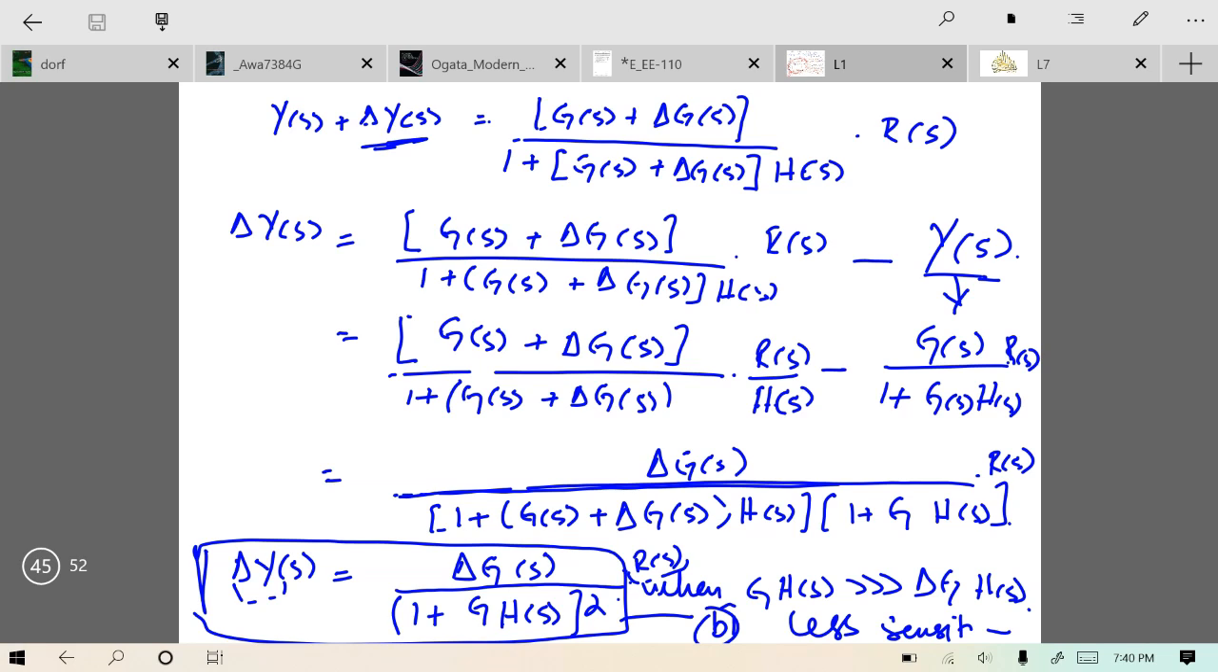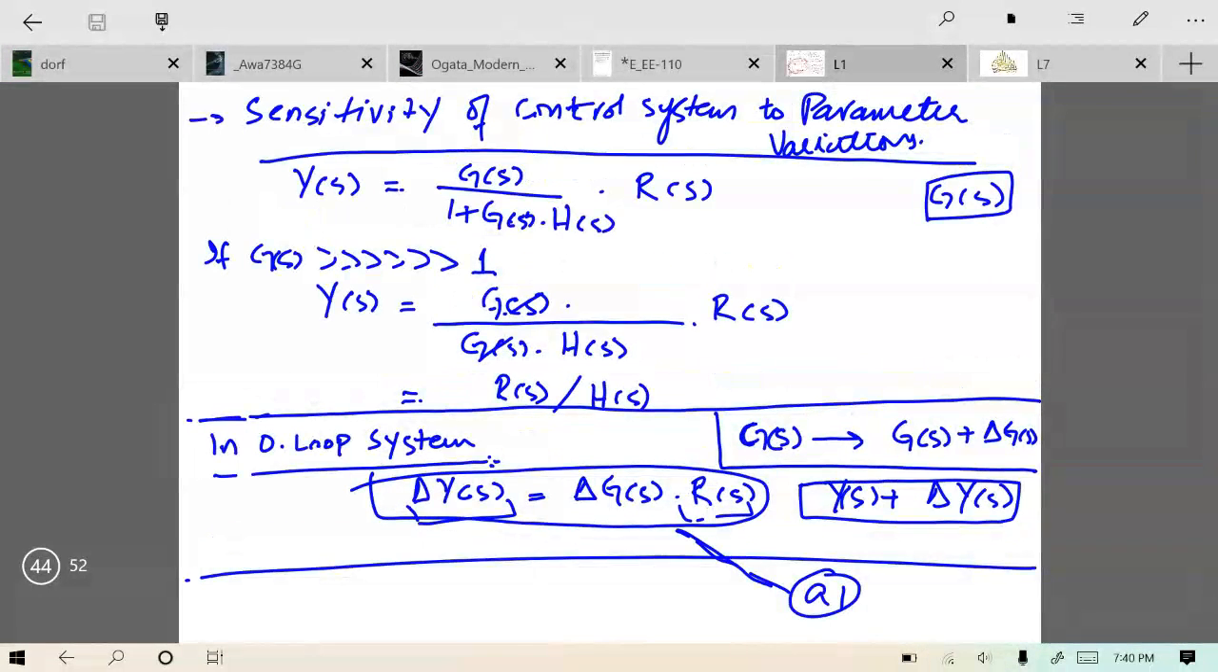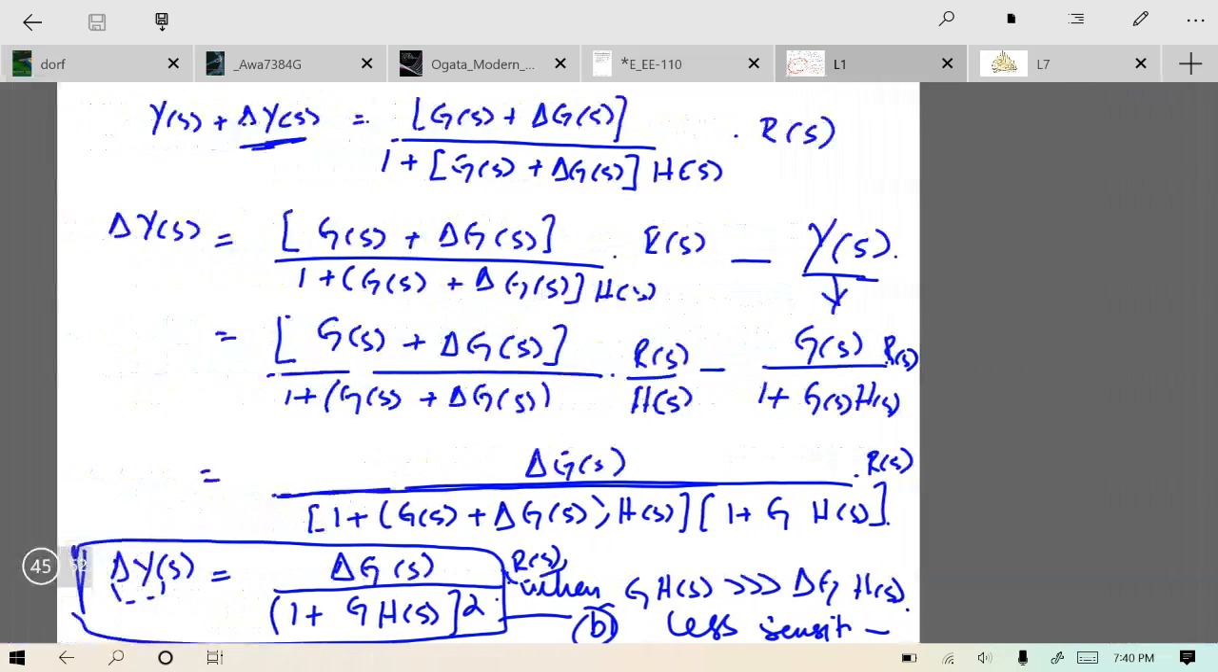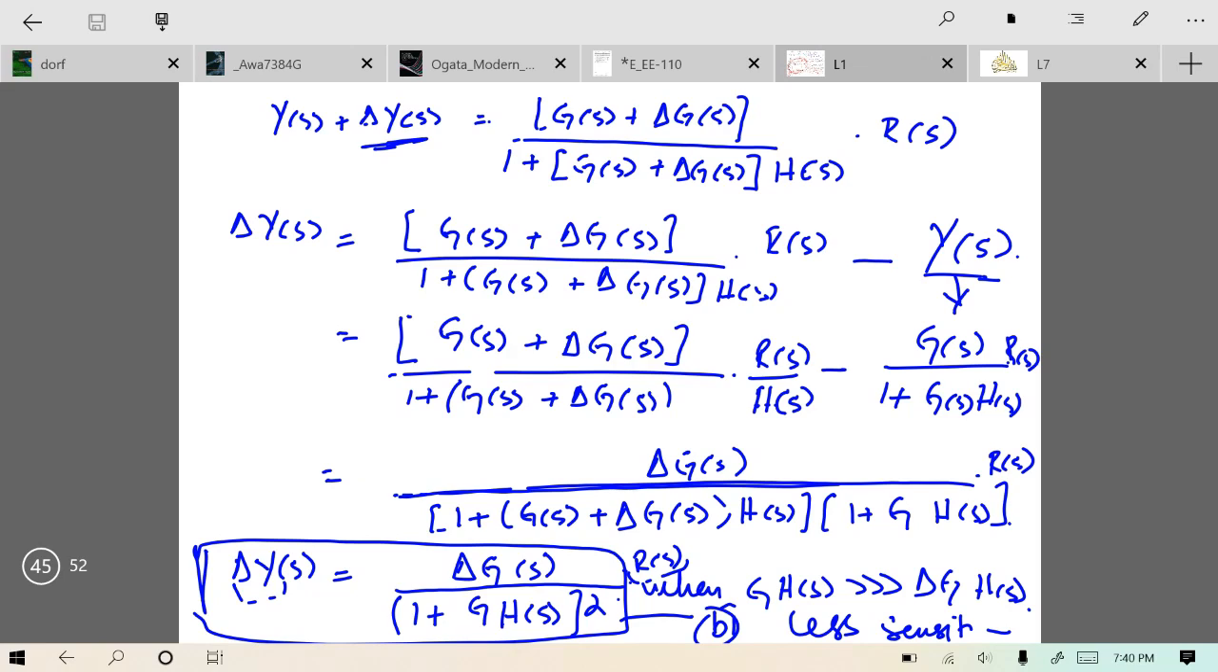So if you have a parameter change, an atmospheric change, or a temperature change, and subsequently a change in G(s), which is delta G(s), then your output will change by the amount delta G(s) divided by (1 plus GH(s)) whole squared. However, in open loop it was directly delta G(s). So your output is less sensitive to change in G(s) in your closed loop or feedback system.